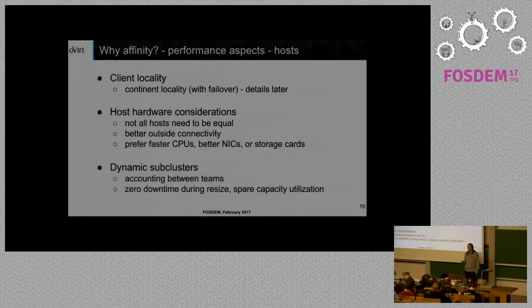So you can prefer faster CPUs, you can prefer faster NICs, faster network. You can have hosts with 100 megabit, gigabit, 10 gigabit network on different levels of your infrastructure. And you can place the VM exactly where it's supposed to be. But if the host goes down, it will start somewhere else, so the service is not disrupted. It might be slower, but it will be up.